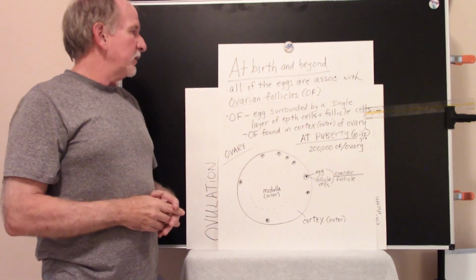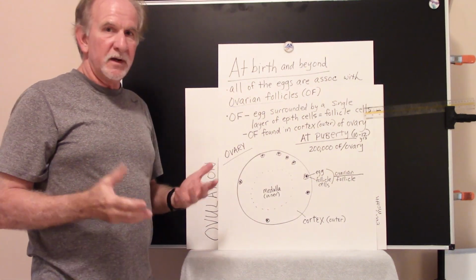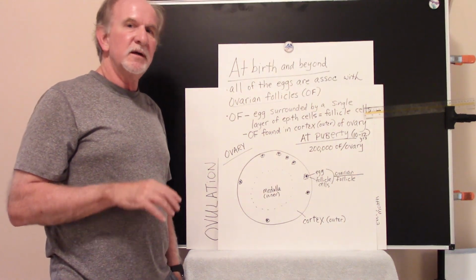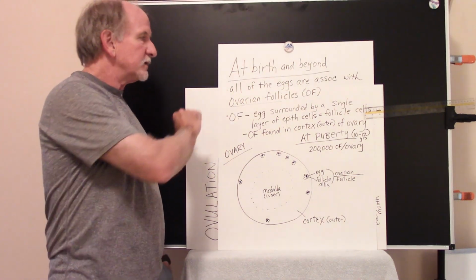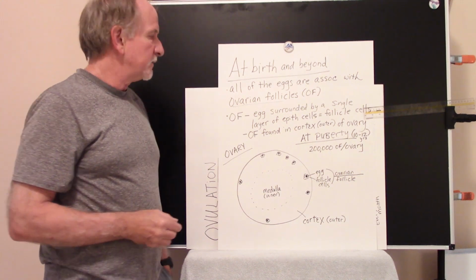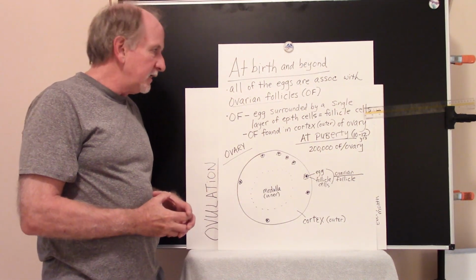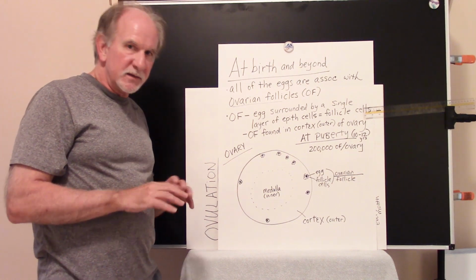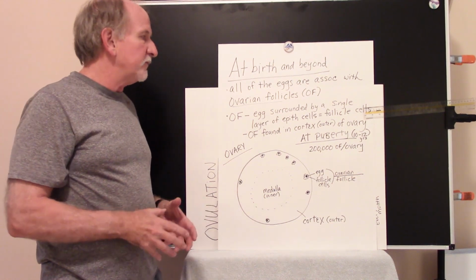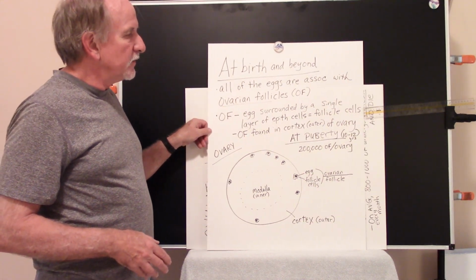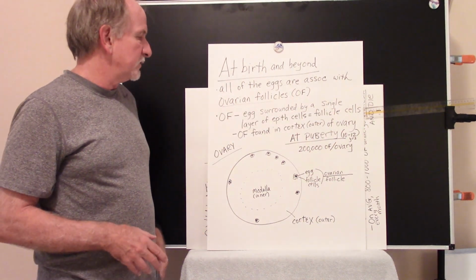So at birth and beyond, the eggs are associated with structures in the ovaries known as ovarian follicles. An ovarian follicle is the egg surrounded by a single layer, just a shell of epithelial cells. And these epithelial cells are known as follicle cells.